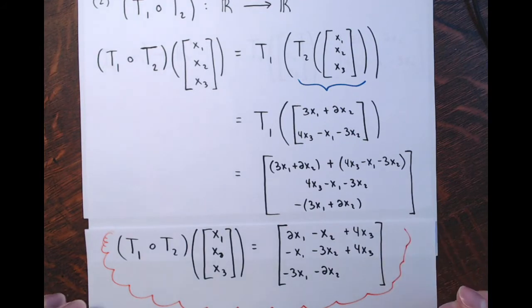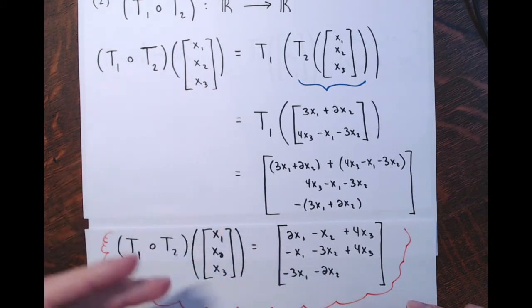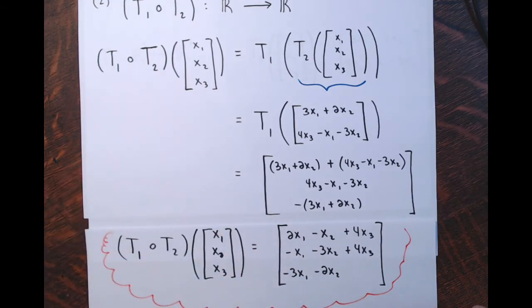All right, and again, clearly you can see that T2 composed with T1 is not the same as T1 composed with T2 here. So in general, composition is not commutative. And again, I'm not going to do it this time, but if you wanted to, you could plug in some actual numbers here and go through it the long way and see if you get the same thing.